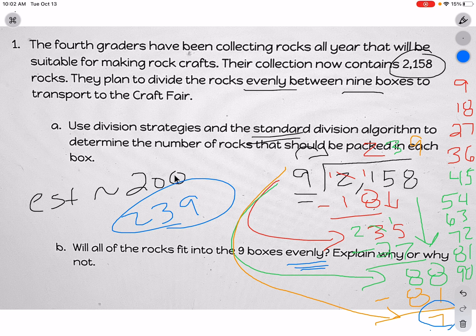The only way you could do something like that is if you started breaking the rocks apart, but we're not doing that. The question doesn't ask us to do that. It simply says, will they all fit in there evenly? And they won't. We have 7 remaining. This is your remainder. We cannot distribute those 7 rocks evenly among the 9 boxes. So no, they will not. And you could just say something like this: because 7 rocks will not fit evenly into 9 boxes.